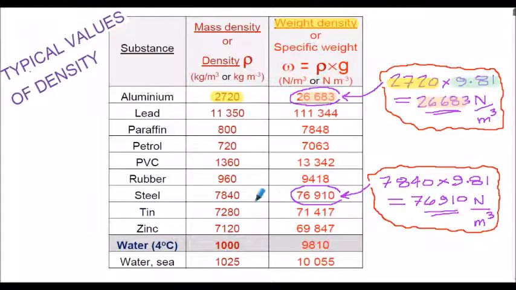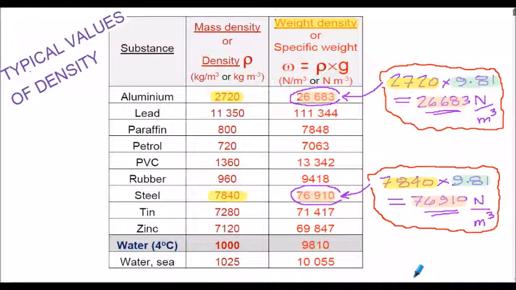And again, considering steel, the mass density is 7,840 kilograms per meter cubed. If we multiply that by the gravitational acceleration, we find the weight density in newtons per meter cubed, shown here.